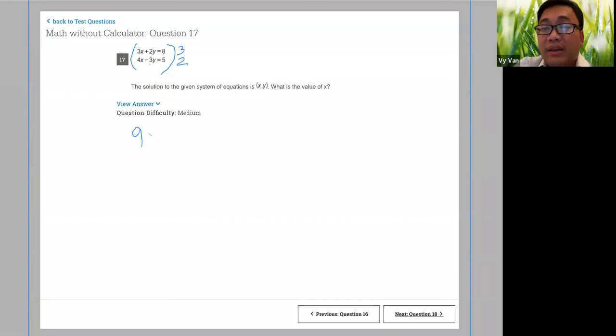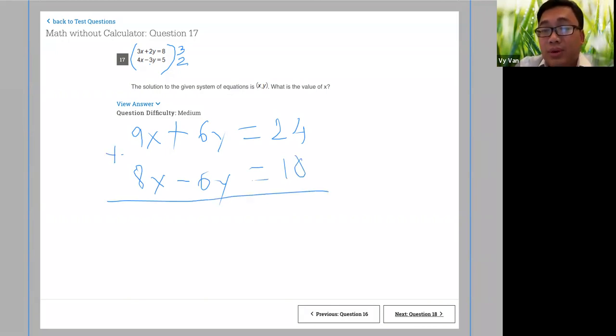So we have 9x plus 6y equals 24, and then we have 8x minus 6y equals 10. Let's add them up. We have 17x, y cancels out, and that's the reason why we multiply by those two numbers. So this is 34. We know that x equals 2.